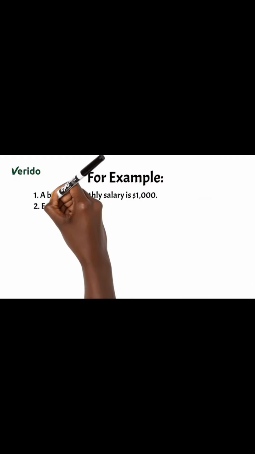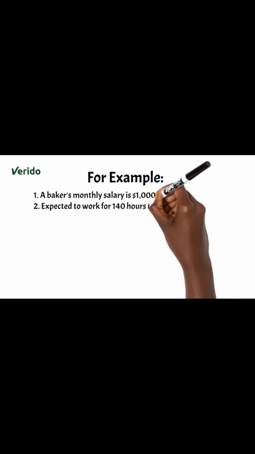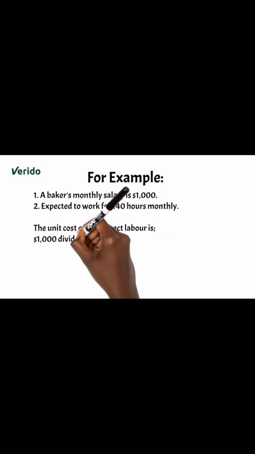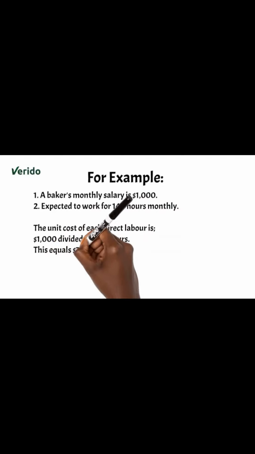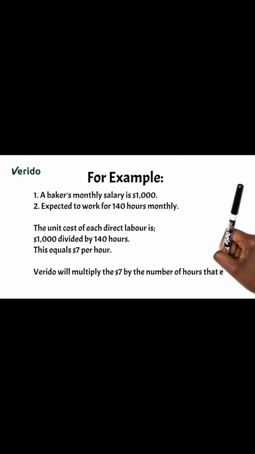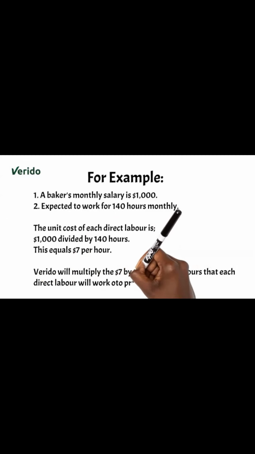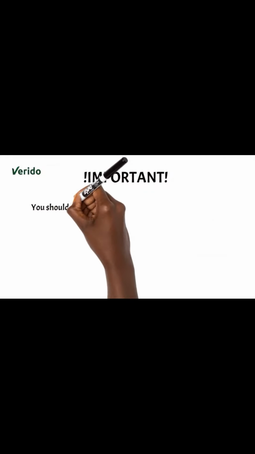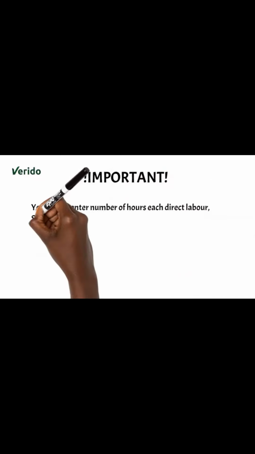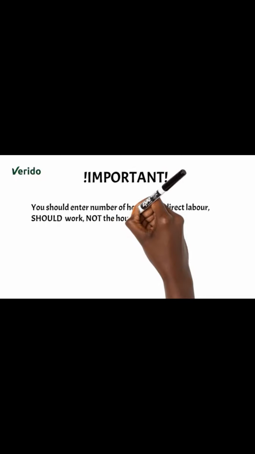For example, a cake is baked in a matter of hours. If the baker is employed at the cost of $1,000 per month and she is expected to work for 140 hours monthly, the unit cost of each direct labor is calculated by dividing the $1,000 wage by the 140 hours the worker is expected to do in a month. This equals $7 per hour. Verido will multiply the $7 by the number of hours the worker worked on the production of the cake. This will be done for each worker involved in the production of the cake.